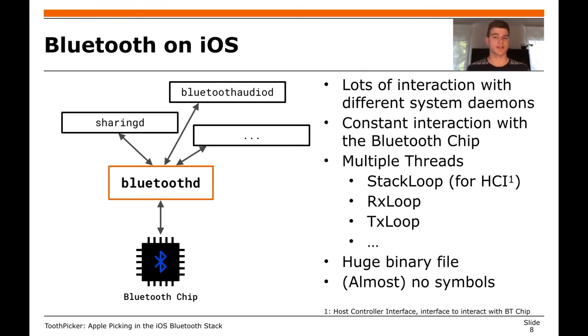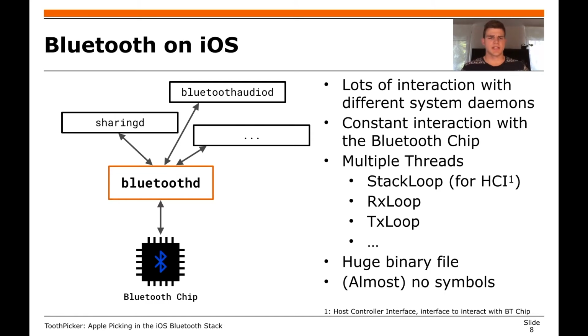bluetoothd also runs in multiple threads. Firstly, there's the most important thread, the stack loop, which is exactly the loop that is responsible for the communication between bluetoothd and the Bluetooth chip. And then there's also the RX loop and the TX loop for reception and transmission of data. And occasionally other threads are spawned for a lot of different tasks.